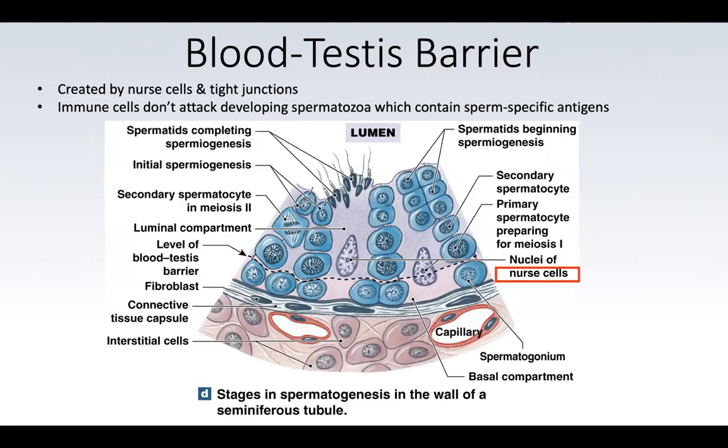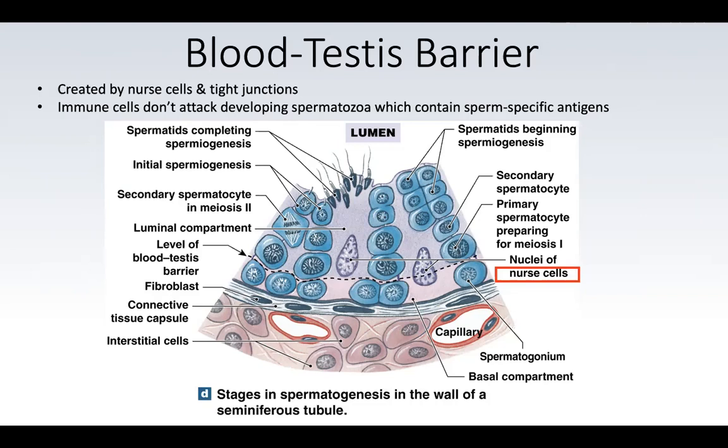Now the Blood-Testis Barrier. So this is found in the seminiferous tubule. It is created by the nurse cells and the tight junctions of the seminiferous tubule right here. This is really important for making sure that there is no autoimmune process occurring at the testes, because that would definitely be bad news.